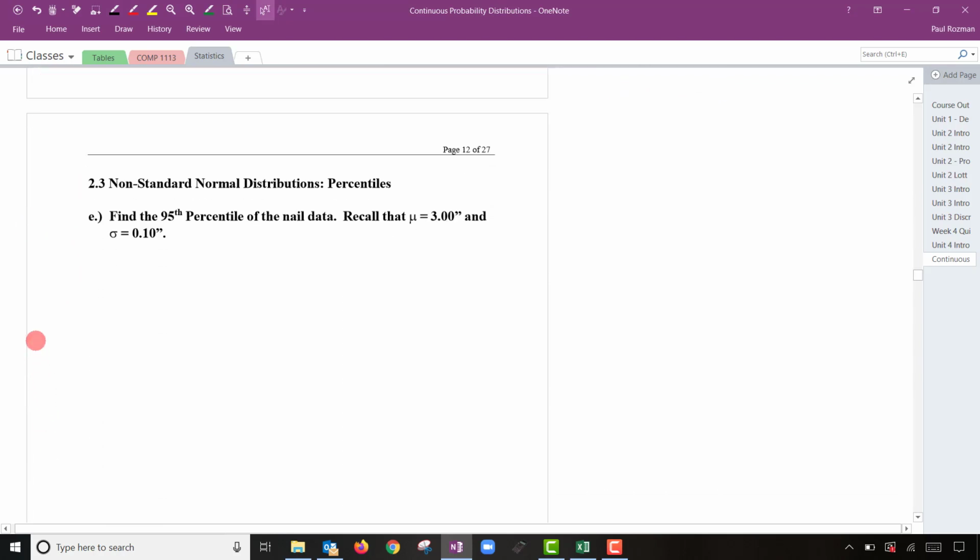And then finally, the percentile question, when you don't have a standard normal distribution. I want to know the 95th percentile for my nail data. I just start out by sketching the thing. They told me it's a normal distribution. X is the length of a nail. 3 was the mean. We're looking for some value up here, P95. The area to the left of that, whatever that spot is, is 0.95.